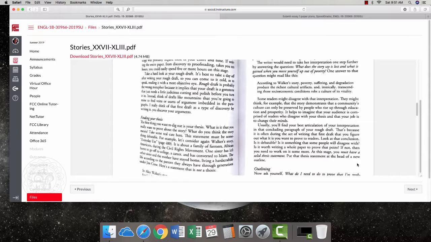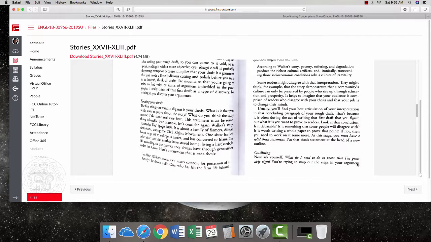Usually, you'll find your best articulation of your interpretation in that concluding paragraph of your rough draft. That's because it is often during the act of writing that first draft that you figure out what it is you want to prove to readers. Look at that conclusion. Is it debatable? Is it something that people will disagree with? Is it worth writing a whole paper to prove that point? If not, then you need to work on it some more.